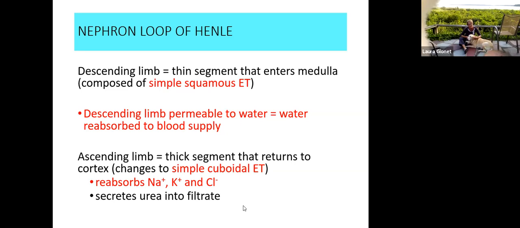The ascending loop of Henle changes epithelium to a simple cuboidal epithelium. And now we are no longer permeable to water, but we do reabsorb sodium, potassium, and chloride. Here we can also secrete a little more urea. Remember, urea is kind of a modified ammonia. Right, so we reabsorb water on the downward descending loop. We reabsorb sodium, potassium, and chloride ions on the ascending loop.